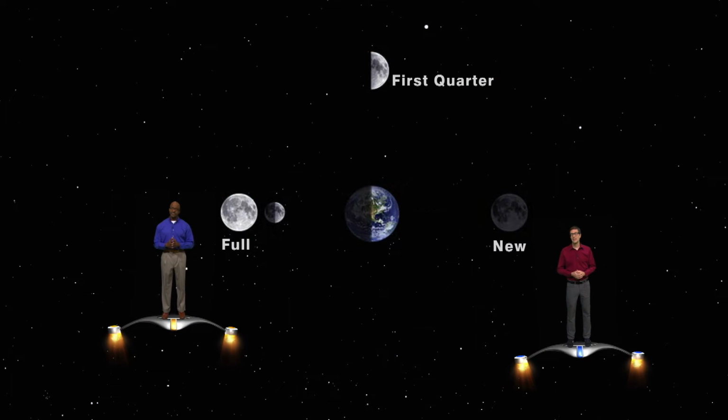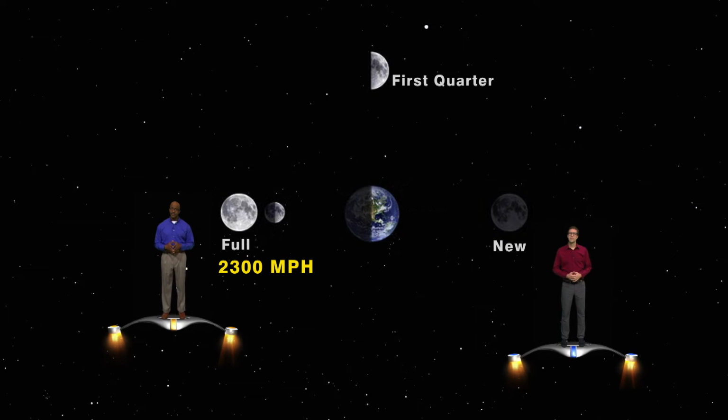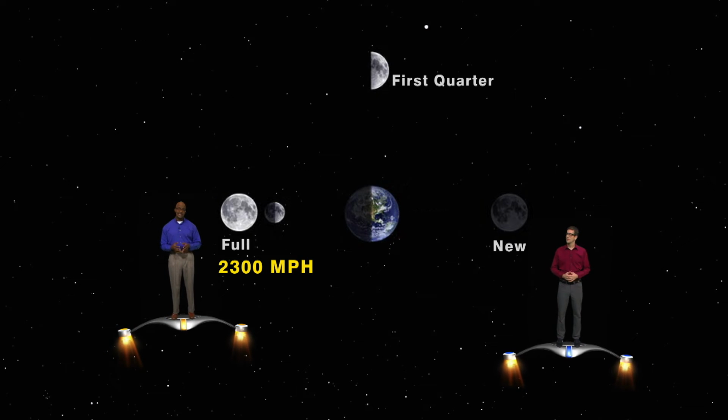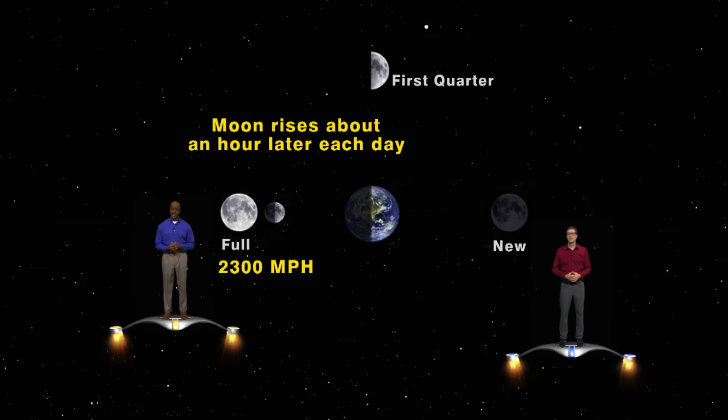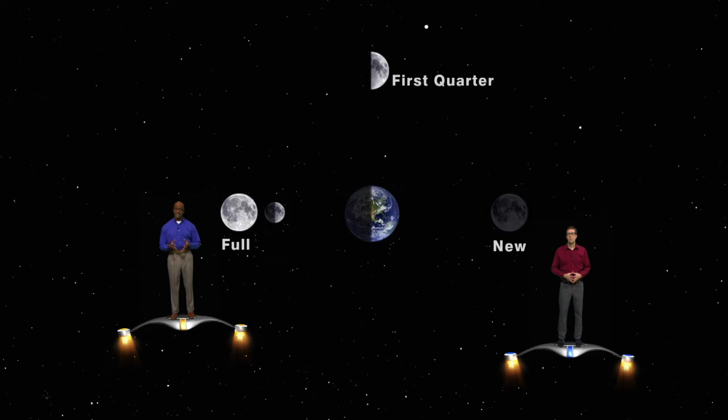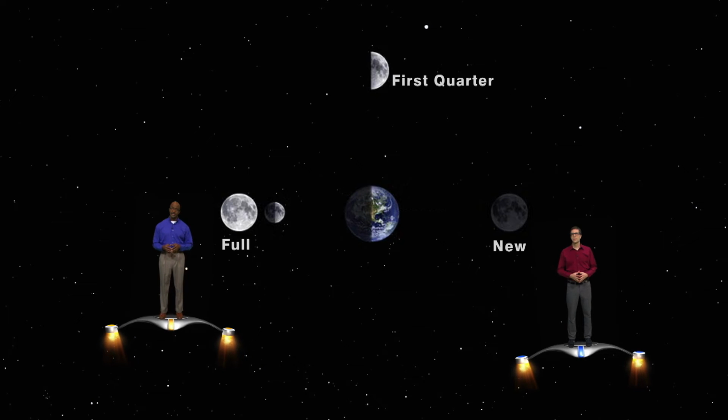That's right, Dean. The moon travels almost 2,300 miles per hour in its orbit. This west to east movement of the moon causes the moon to rise almost an hour later each day. So if the moon rises at 7 p.m. when it's full, it will rise at almost 8 p.m.